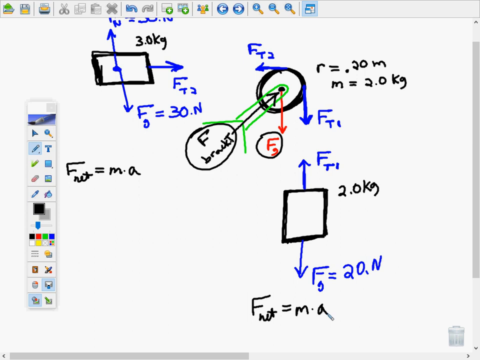But the pulley is not moving translationally, so what is it doing? It's going to be rotating faster and faster. So instead of applying F net equals ma, what formula are we going to be applying in that case, Michaela? Exactly. Torque net equals I alpha.